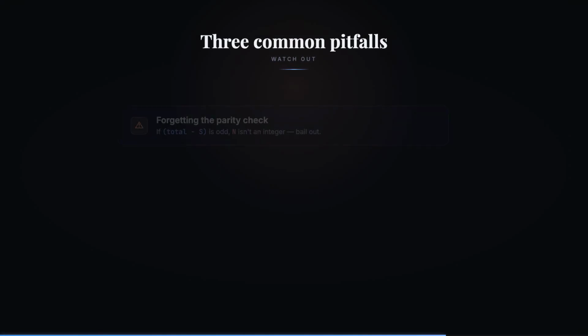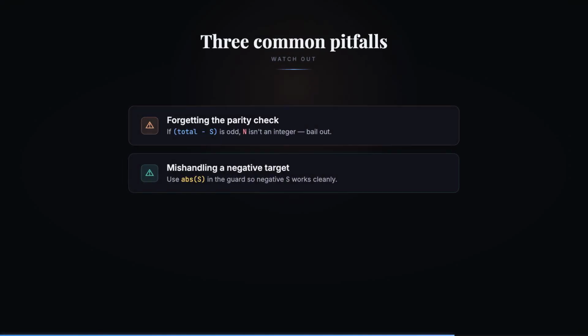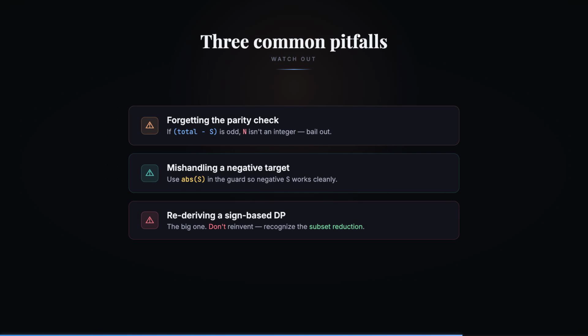3 pitfalls show up again and again. Forgetting the parity check, mishandling negative S in the guard, and the biggest mistake, rederiving a plus-minus dynamic program instead of recognizing the subset reduction.